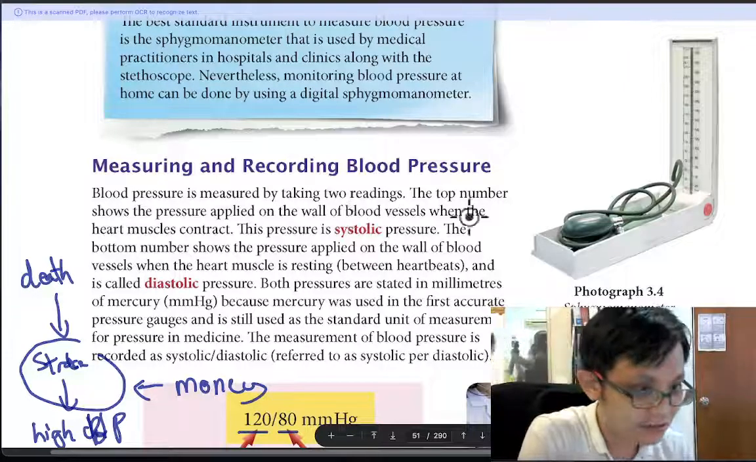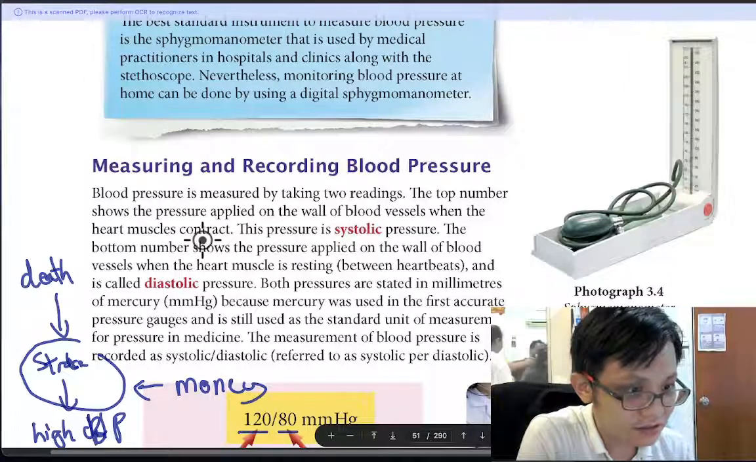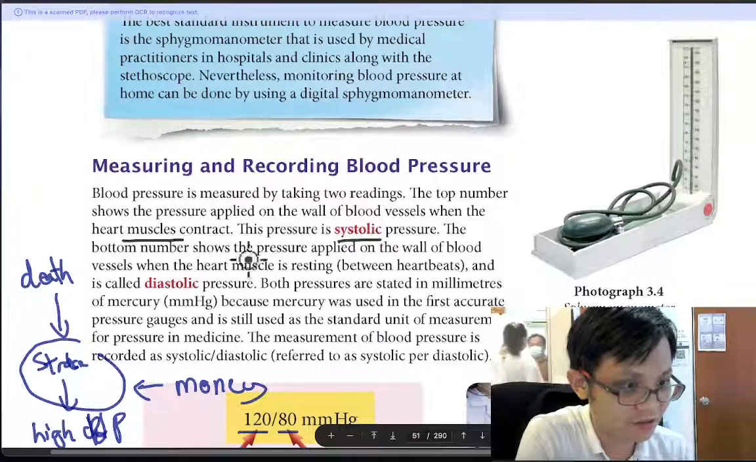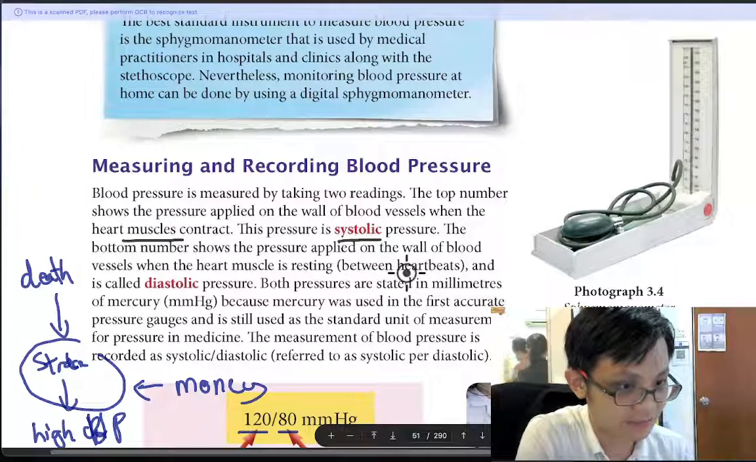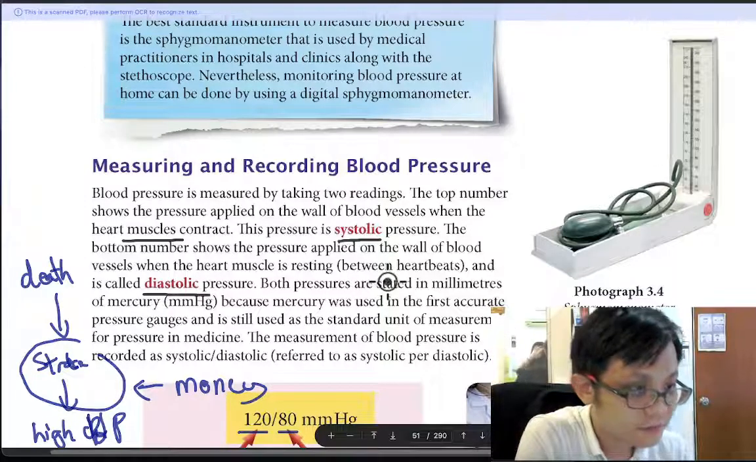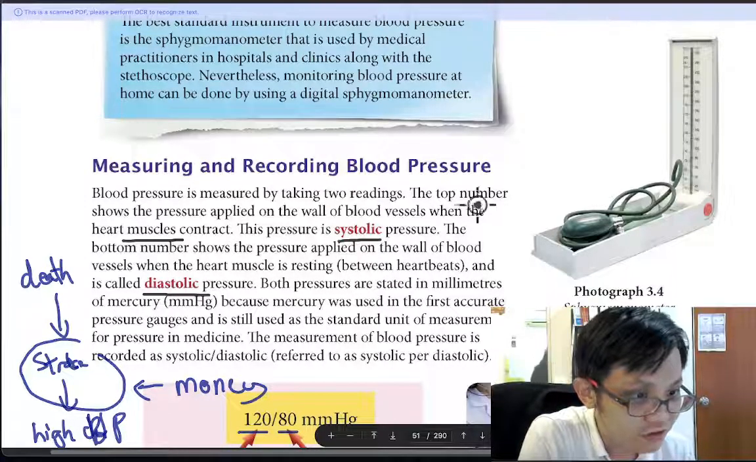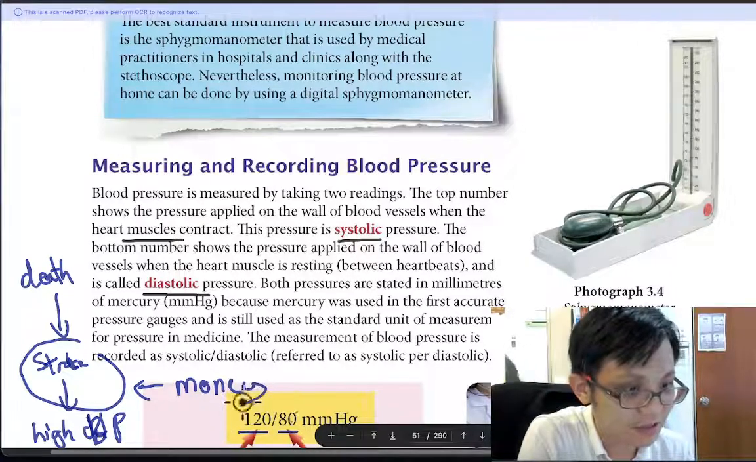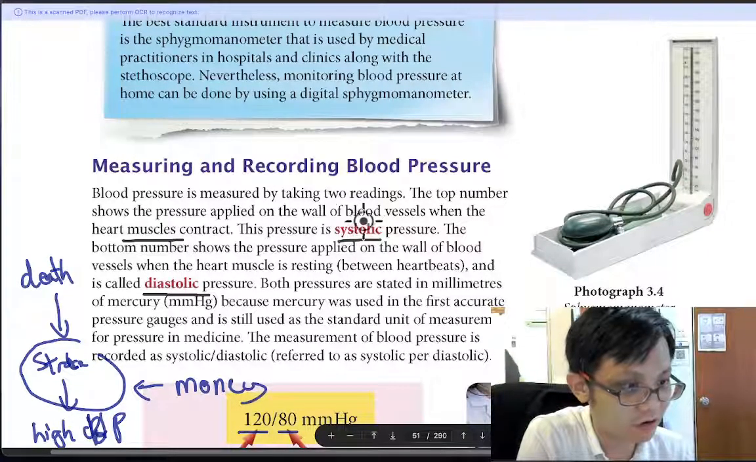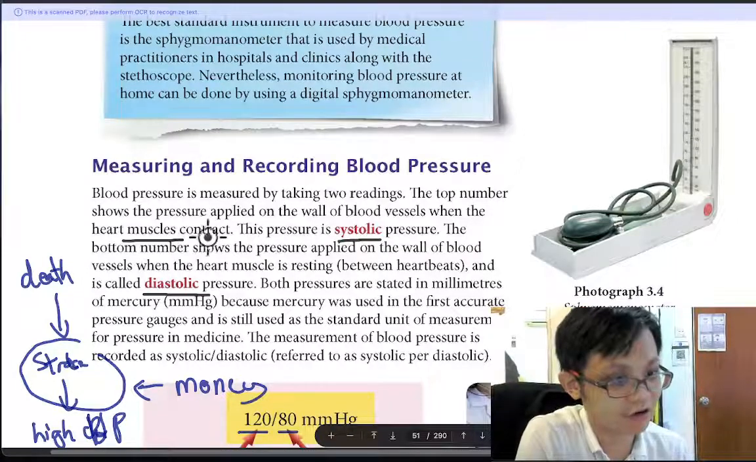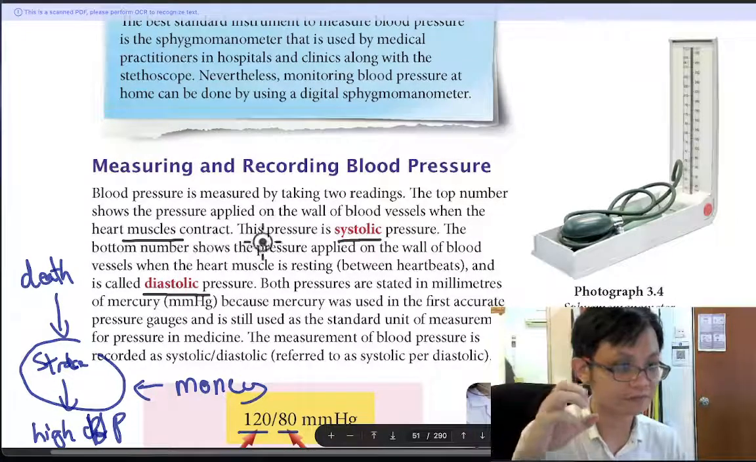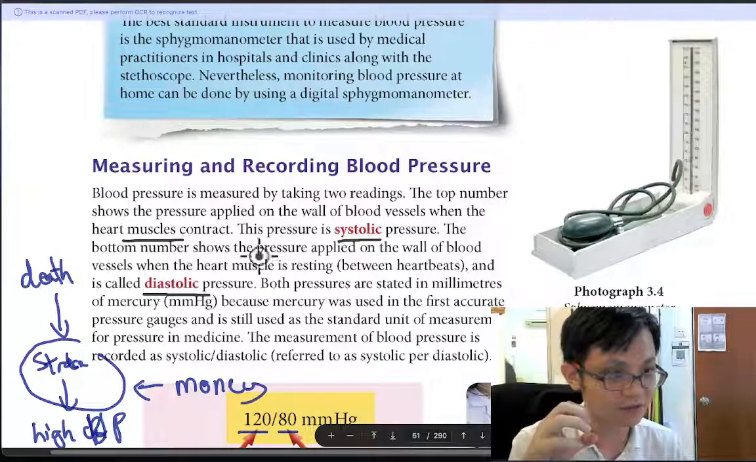So let's see this one. The pressure when the heart contracts is called systolic pressure. The bottom number shows the pressure on the wall of the blood vessel when the heart is resting between heartbeats. And that is called diastolic pressure. Again, the top number, the bigger number, shows the pressure on the wall of the blood vessel when the heart contracts. So one is to contract, the systolic pressure. The bottom number shows the pressure on the wall when the heart is resting.